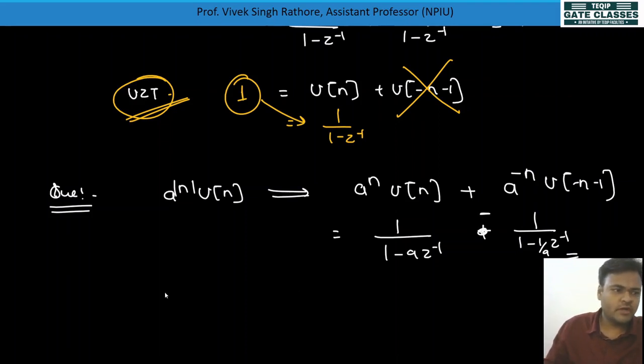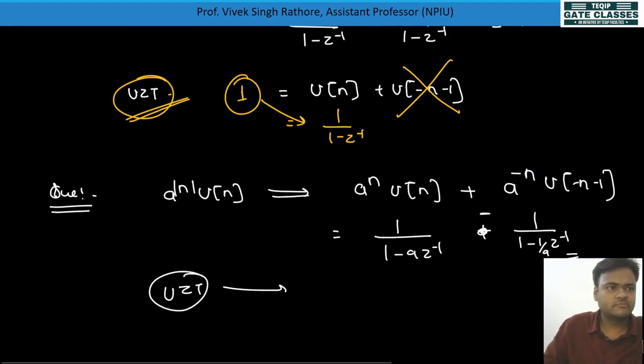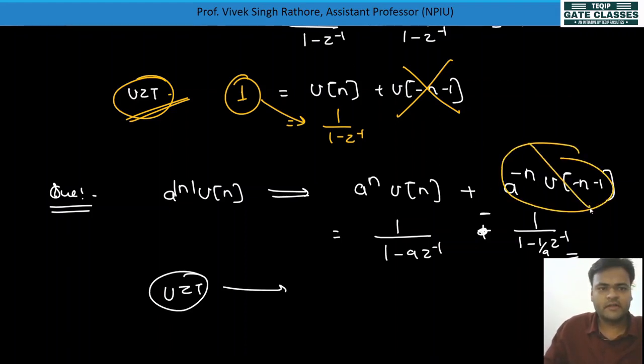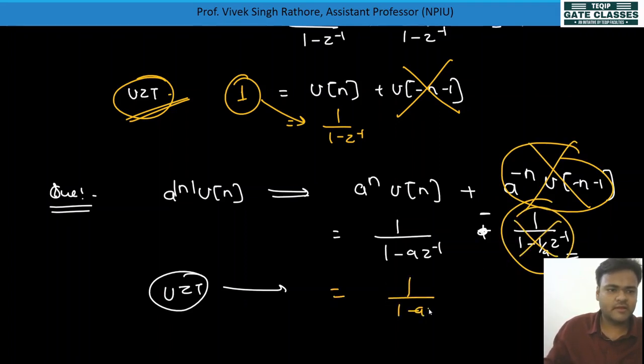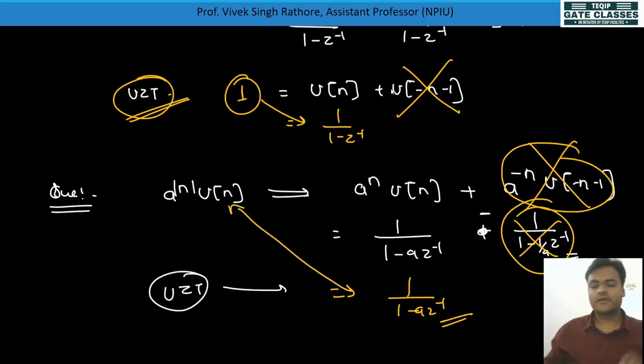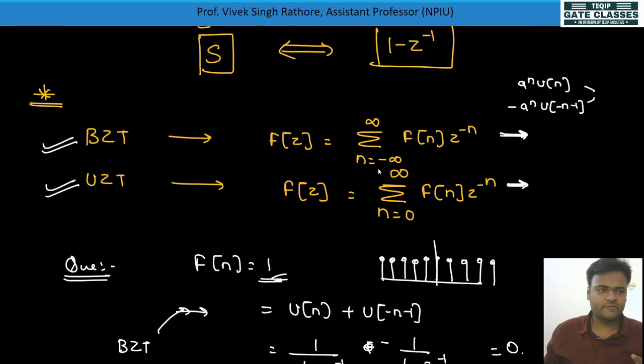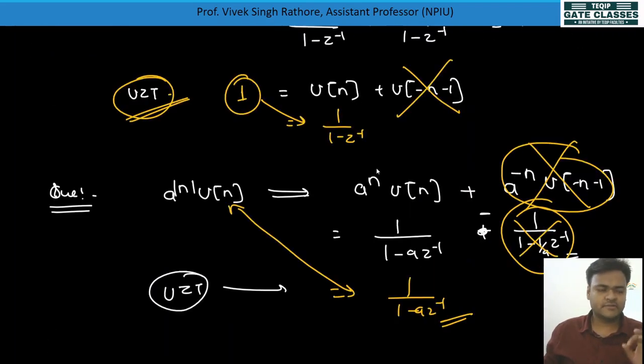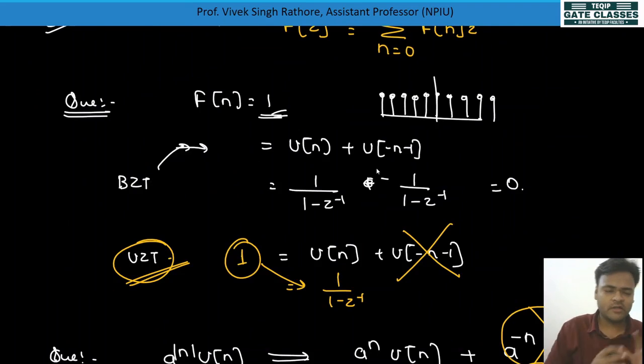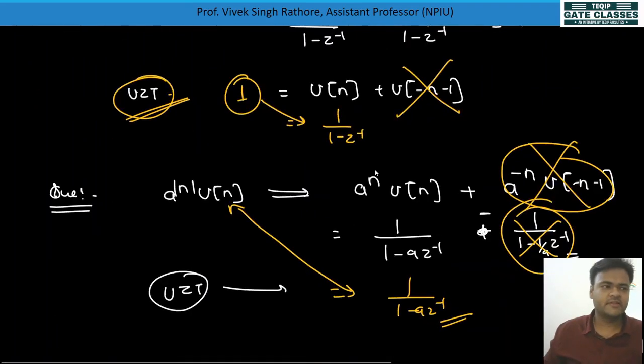But for the unilateral Z transform, obviously this term will cancel out, so the final answer will be 1 by 1 minus a Z inverse. So this will be the Z transform of this expression for the unilateral Z transform. So I think you can understand what the bilateral Z transform is, which we calculate from minus infinity to infinity. And whenever it is said as unilateral Z transform, or in the question ROC is not mentioned, you can understand that it has been taken as the unilateral Z transform.